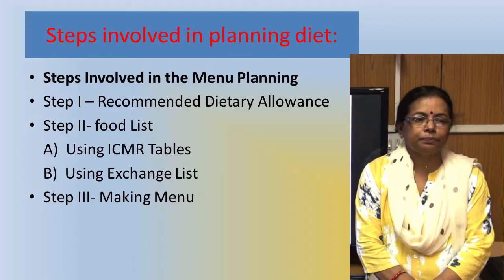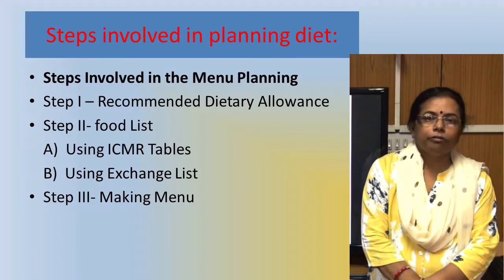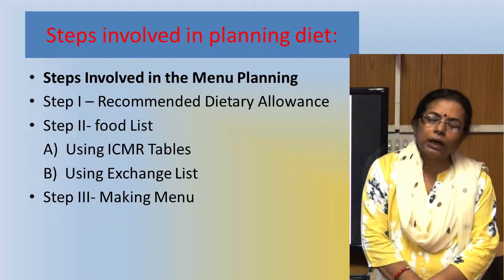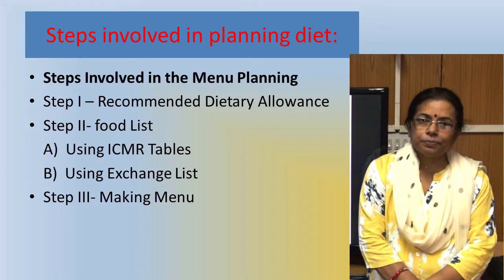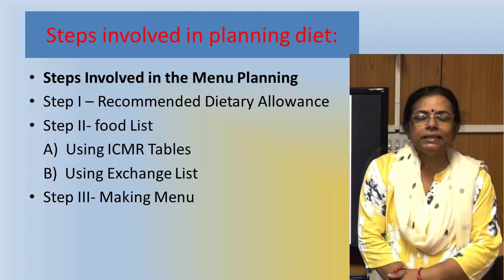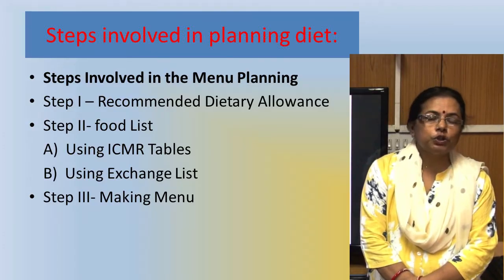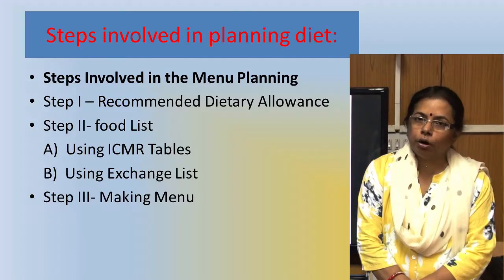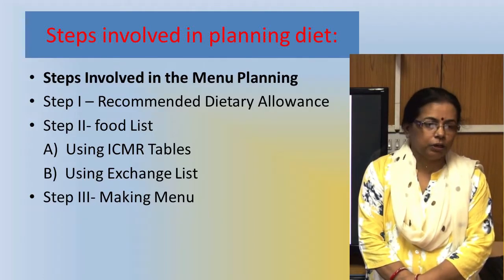Now, what are the steps in planning a diet? It involves 3 steps. First step, one should know the RDA for adults and different age groups, as suggested by the ICMR Nutrient Expert Committee. Now you know what RDA is; I have already discussed it. RDA is the estimate of nutrients to be consumed daily to ensure the requirement of all the nutrients of all the individuals in a given population.